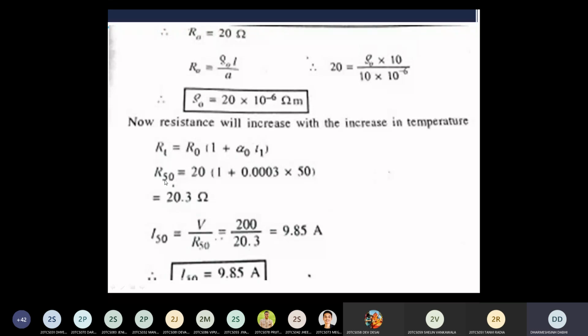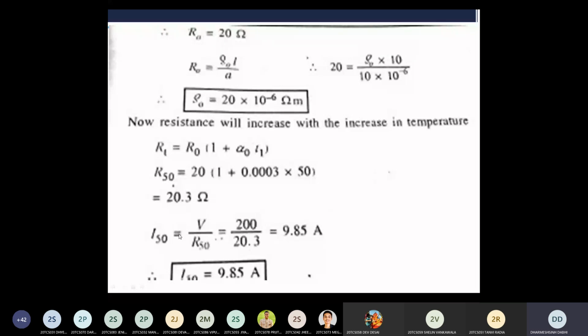So that becomes R50 is equal to initial value of resistance, that is 20, we already calculated here, into 1 plus alpha 0. Alpha 0 is given in the example 0.0003, and into T1. It means temperature. So it is 50 degrees Celsius where we want to calculate this. So the final answer of this is 20.30.